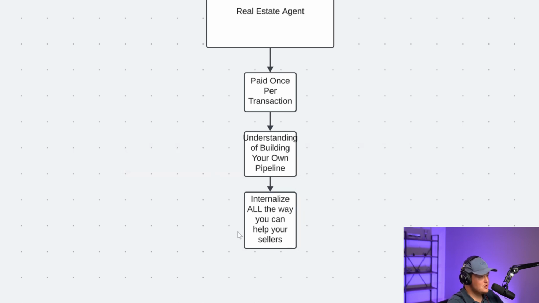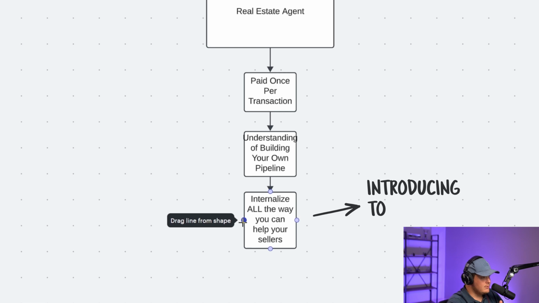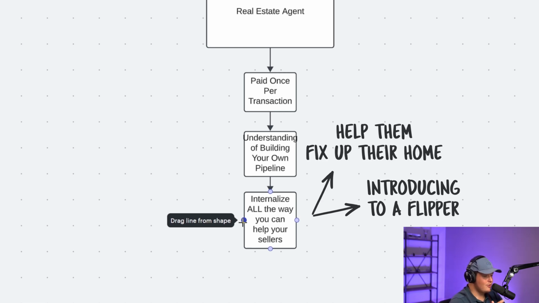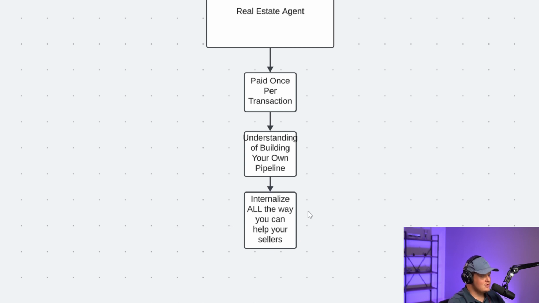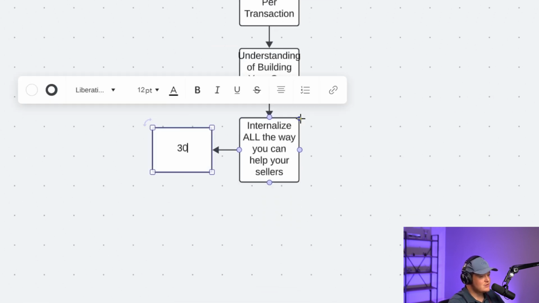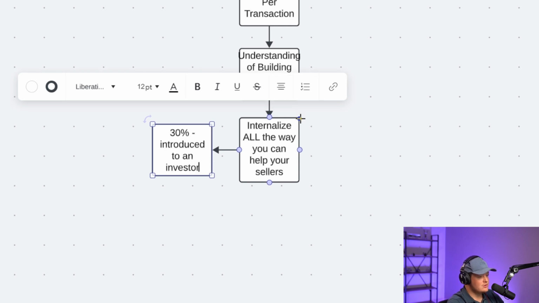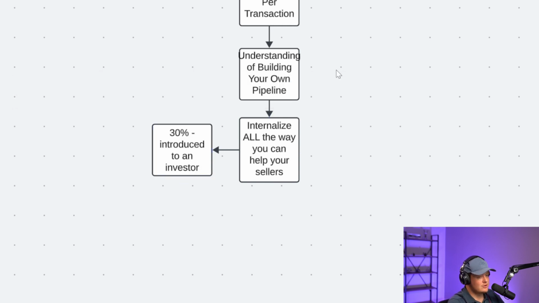What are the other ways you can help your sellers besides putting their home on the market? Well, you can help them by introducing them to a flipper or a developer. You can help them by helping them fix up their home and then sell it on the market. There's a lot of ways you can help them. The two common ways are listing it and introducing it to an investor. About 30% of deals you come across as an agent, believe it or not, can be introduced to an investor. And not just for a lowball offer, but if it's a developer or a good investor, a lot of times they can pay them similar rates if you agree on terms and timeline and whatnot.